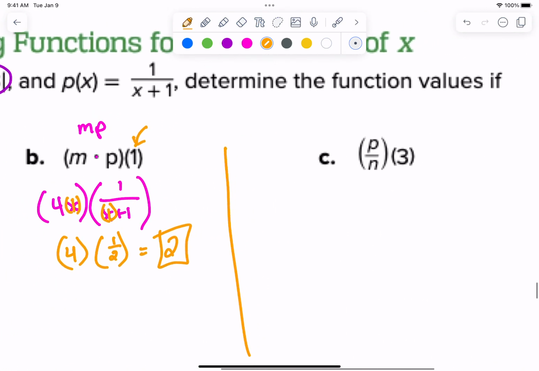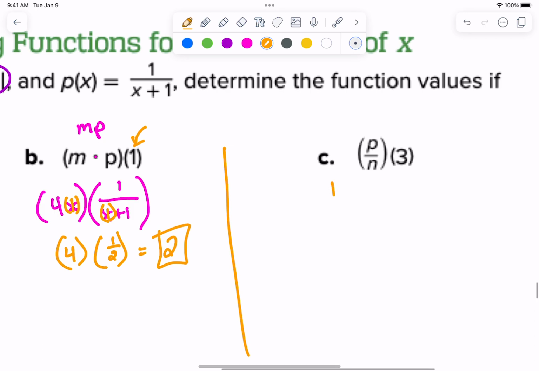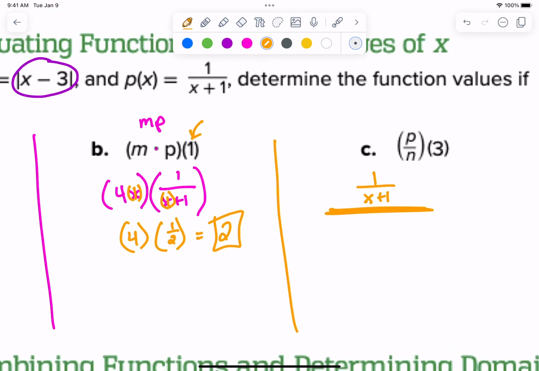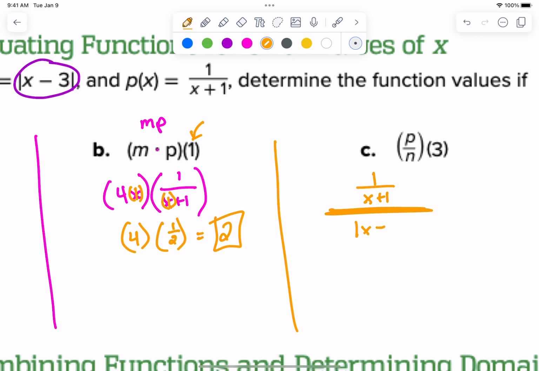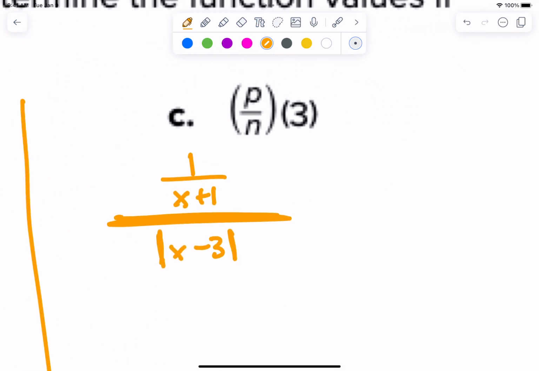P over n of 3. So, P is 1 over x plus 1. Over, I'm going to do a big over because we have fractions going on. N is the absolute value of x minus 3. So I'm just plugging 3 in. So we're putting 3 in, right? 3 goes here and 3 goes here. You see something yet?